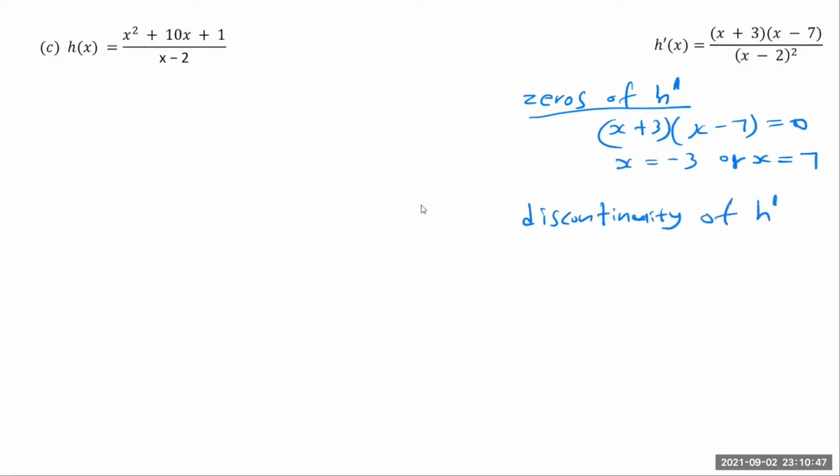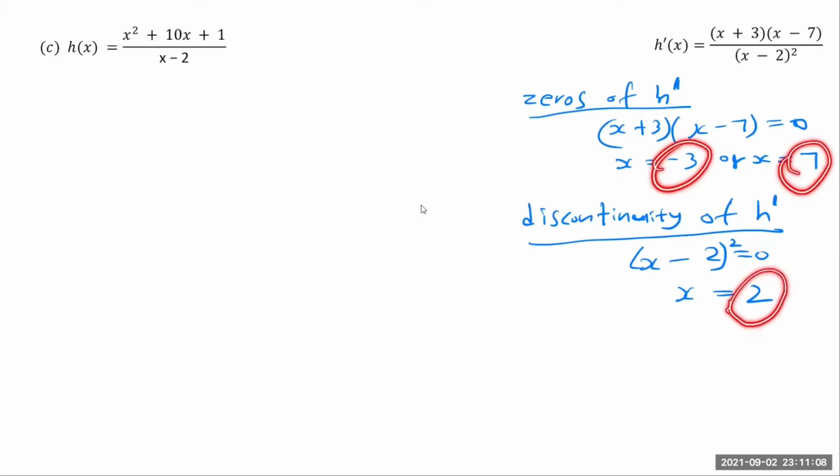Discontinuity of h prime. That is x minus 2 is equal to 0. You set your denominator to 0, this factor to 0, or you could say x minus 2 squared to 0. That means x is equal to 2. Okay, so these are the 3 points where your function h prime of x can change the sign if it does.